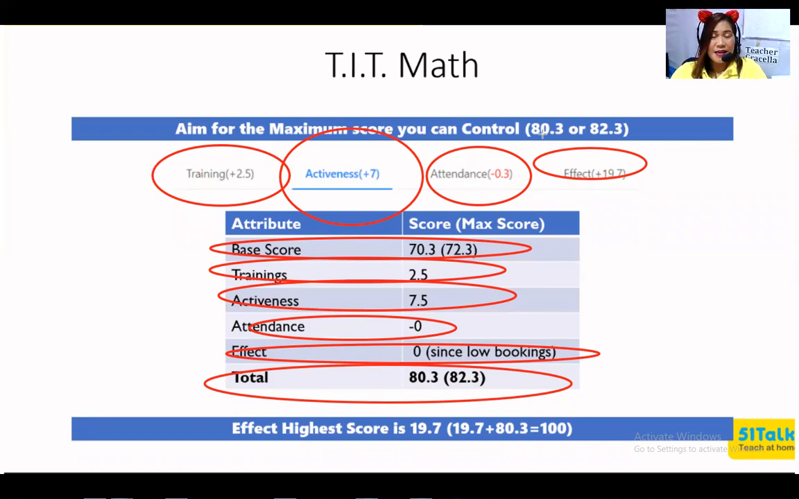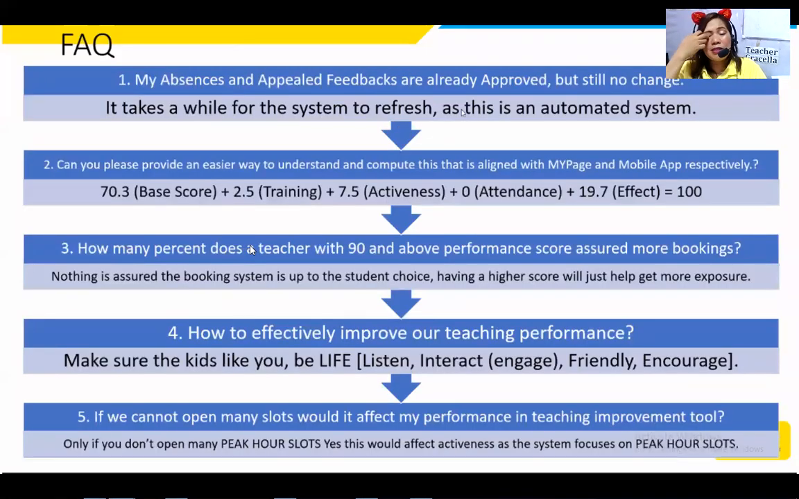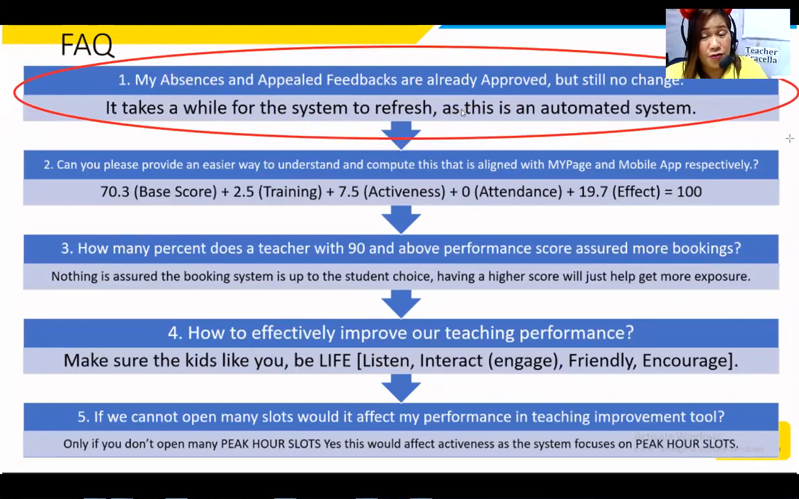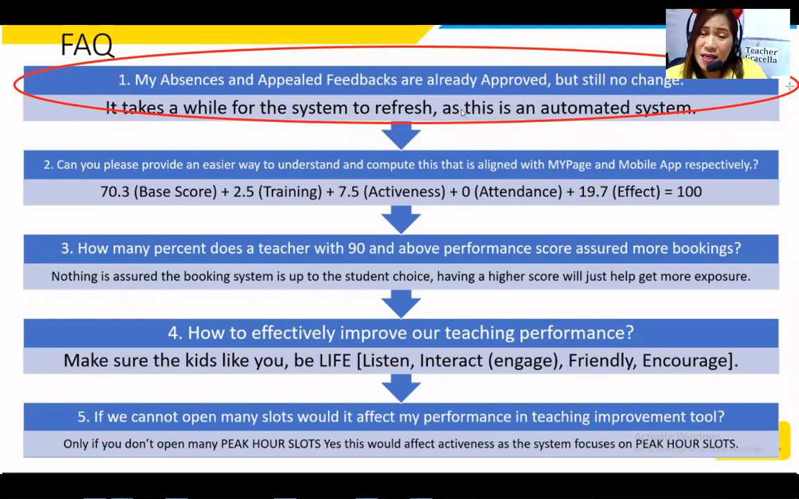Okay. Next one. Now, my absences and appeal. These are some of the follow-up questions or FAQ questions that you might want to ask or know. My absences and appeal feedback are already approved, but still no change. It takes a while for the system to refresh as this is an automated system.